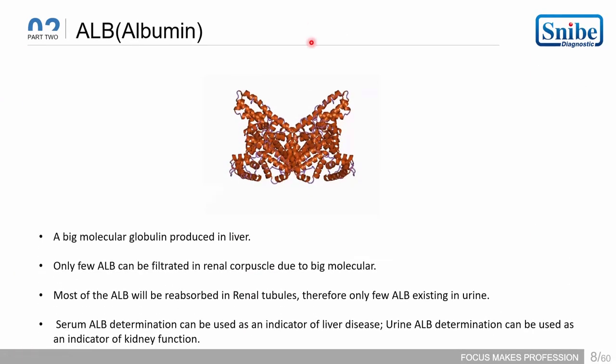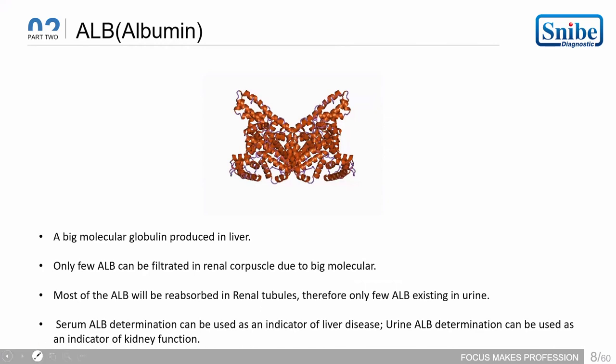So if we talk about albumin, it's basically a big molecular globulin produced in the liver, and only a few albumin can be filtered in the renal corpuscles due to the big molecular weight, and most of the albumin will be reabsorbed in the renal tubules. Therefore, only a few albumin exist in the urine. Serum albumin determination can be used as an indicator of liver disease. Urine albumin determination can be used as an indicator of kidney function as well.